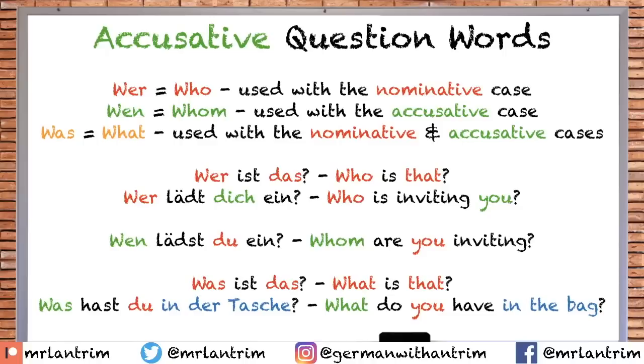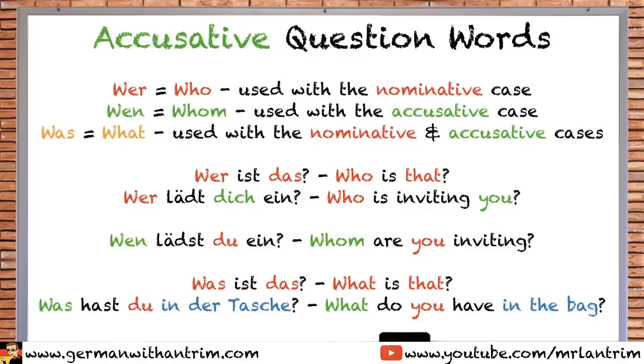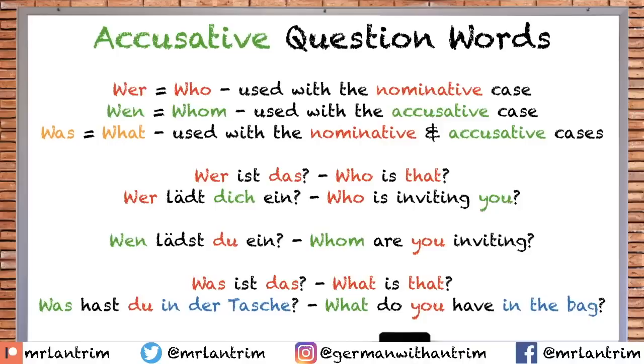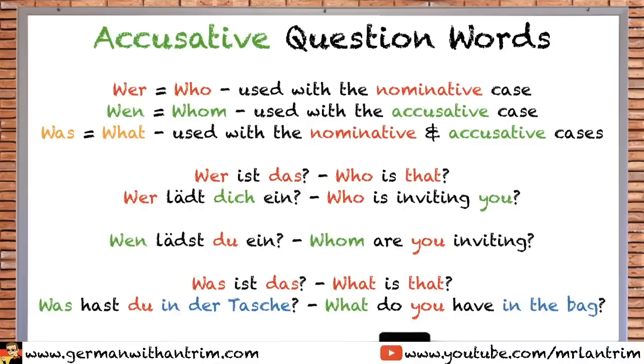Now, some examples. Wer ist das? Who is that? Wer is the subject of that sentence. Das kind of acts as a secondary subject, or technically speaking, a predicate nominative, but that's a different topic. Wer is the subject of the sentence, and so I have it highlighted in red. It's a person, so whenever we answer, you could say, Das ist Bob. Bob is the subject of that sentence, and so we use wer for the person there, for the question word. Wer lädt dich ein? Who is inviting you?